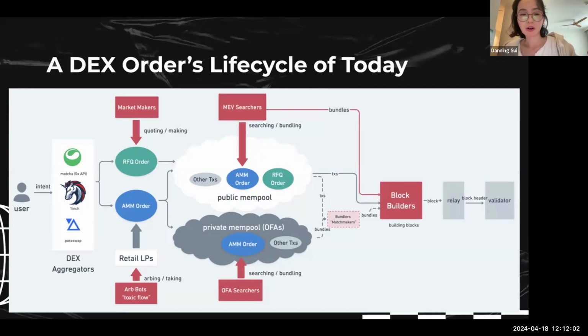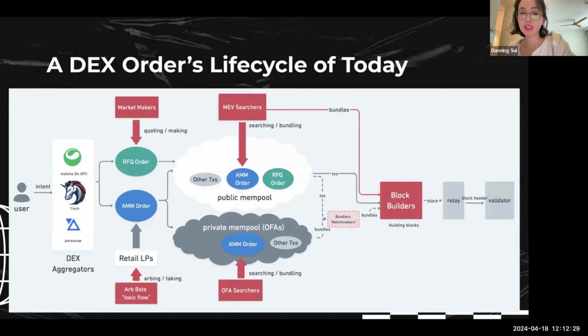And then, going back to DEX users' orders, an RFQ order or AMM order is going to be sent towards a mempool. If you send into a public mempool, a lot of searchers are checking the orders, and for AMM orders, they're going to be able to extract the MEV value. And if you're sending to a private mempool, oftentimes there are OFA searchers trying to backrun and bundle your transaction. And then all these bundles go to block builders.